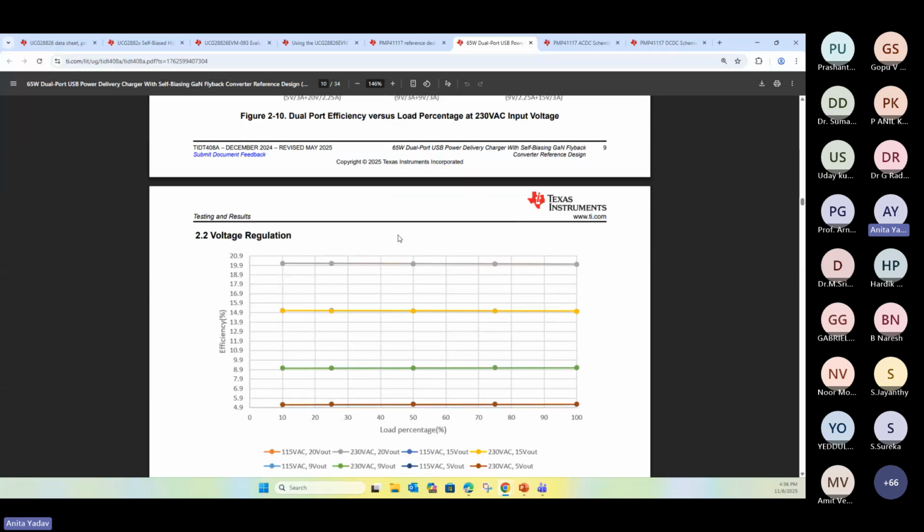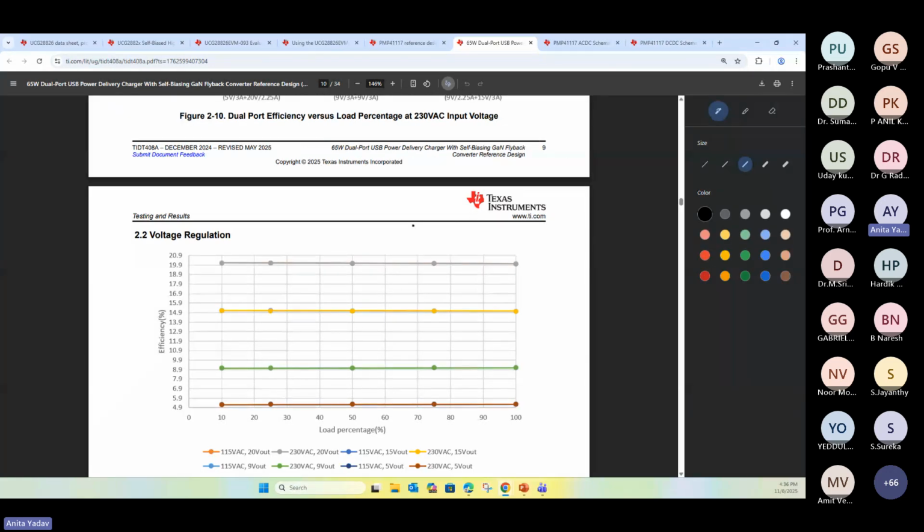What does voltage regulation mean? Whatever the change in the load, if I plot V versus I, whatever the change in the output current, our output voltage needs to be constant. This is called voltage regulation, or basically load regulation. The second thing is called line regulation. In line regulation, whatever the input voltage changes, our output voltage still needs to be constant all the time.